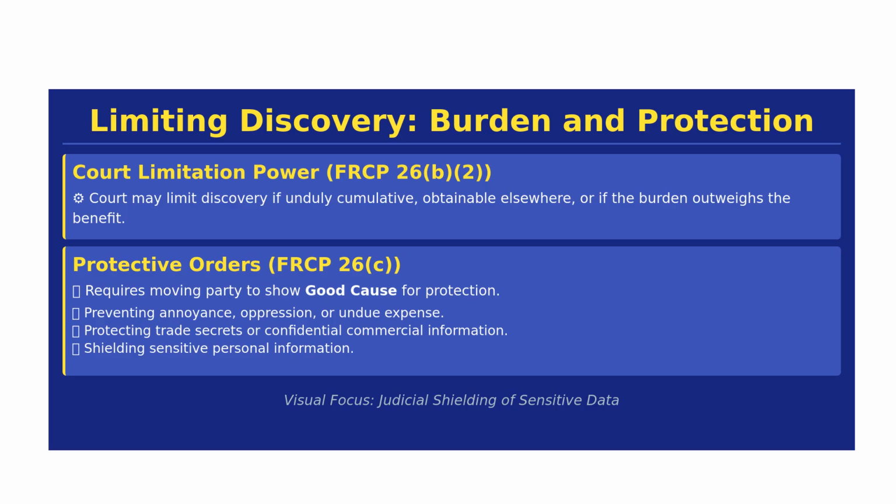To obtain a protective order, the moving party must demonstrate good cause. Common grounds for issuance include preventing annoyance, embarrassment, oppression, or undue burden or expense. Critically, courts frequently issue these orders to safeguard proprietary information, such as trade secrets, or highly sensitive personal data. The shield icon visually represents this judicial intervention to balance the need for information against the need for protection.